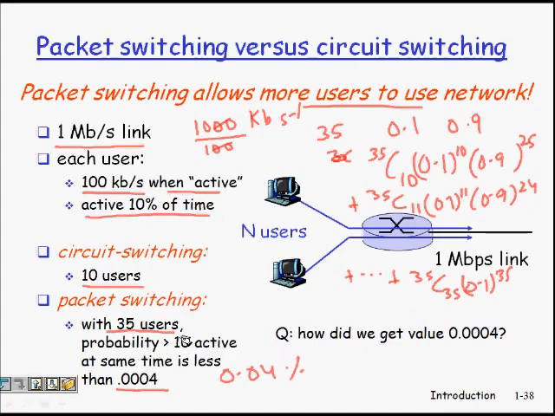So it is a very low probability. Then the probability that 10 or fewer users are active is 1 minus 0.0004, so more than 99% of the time 10 or fewer users are active. They will get their 100 kbps speed, and you as an internet provider will be happy that all 35 users are paying you money and you are giving them good enough service. If you were using a circuit switched network with 10 users, you would have got very little money and the quality of service would have been almost the same.